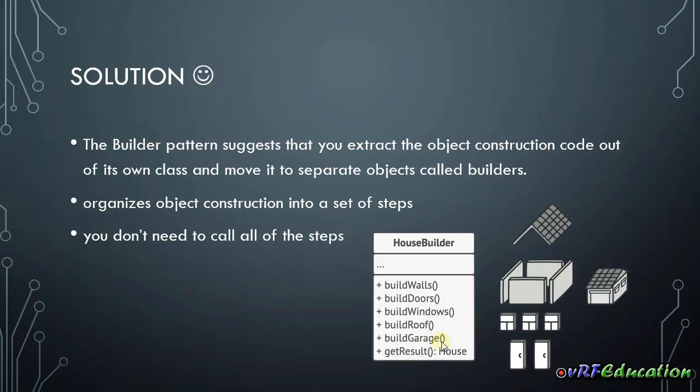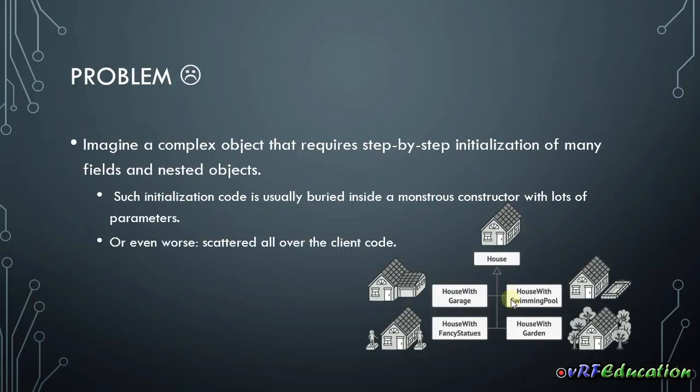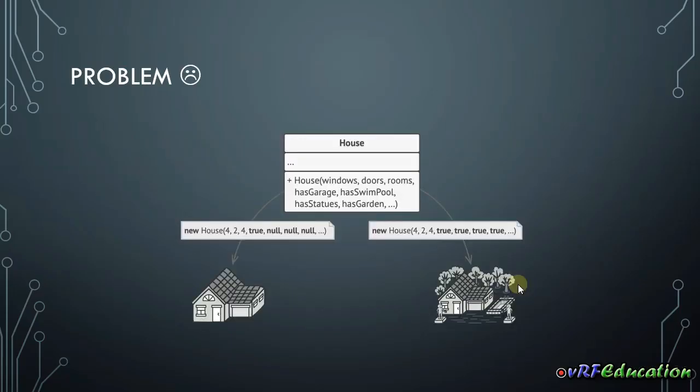For example, we can call build walls, build doors, build windows, build roofs, and we don't need any garage, so we can just get a simple house without a garage. Or we can add another method named build swimming pool, or another thing like this.